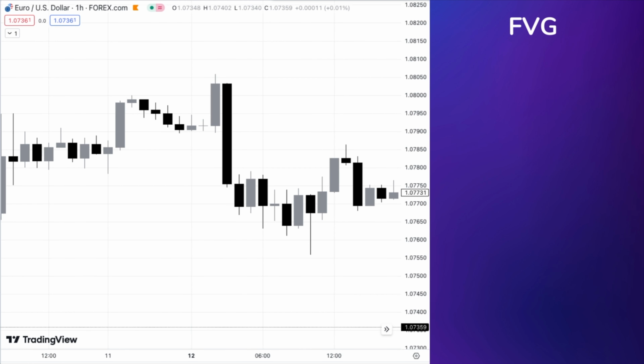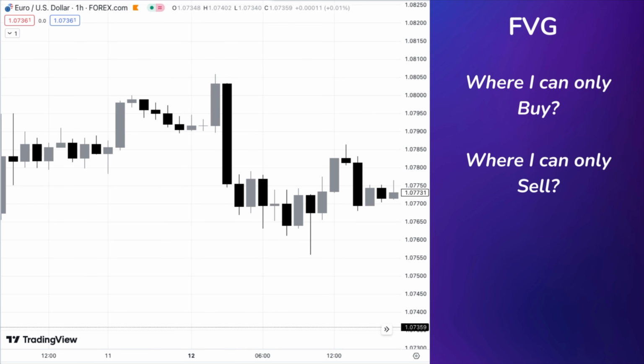And when we talk about fair value gaps, the first thing that I like to do is offer an example. So here we have the EURUSD on the 1 hour time frame between the 11th and the 12th of February 2024. Where can I only buy? Do you see a place in the market where I can only buy? And do you see a price range on the market where I can only sell? Where the price is unidirectional, so it's going only in one direction? Feel free to pause the video. And when you're ready, let's keep on going.